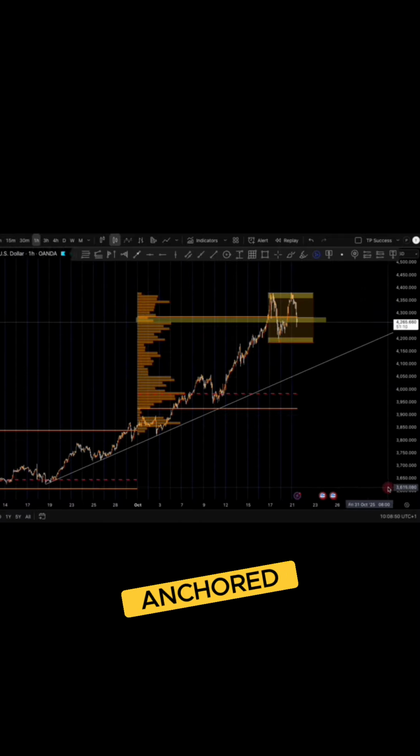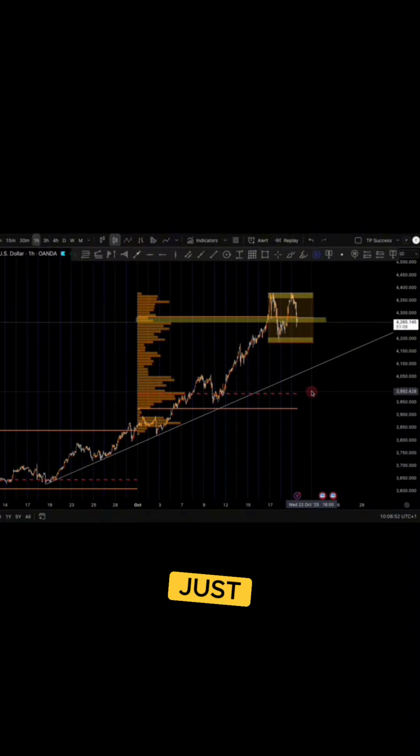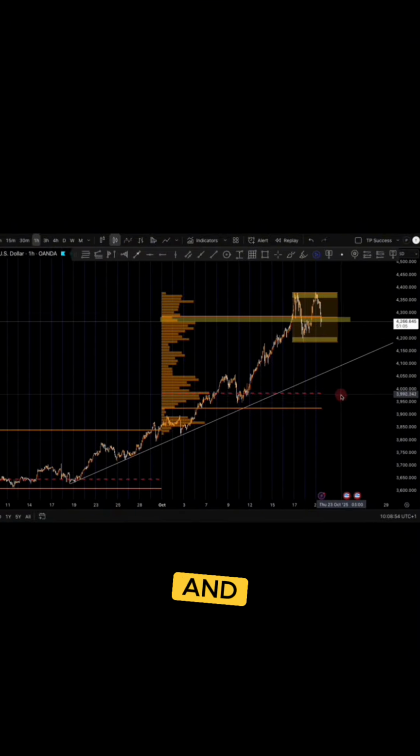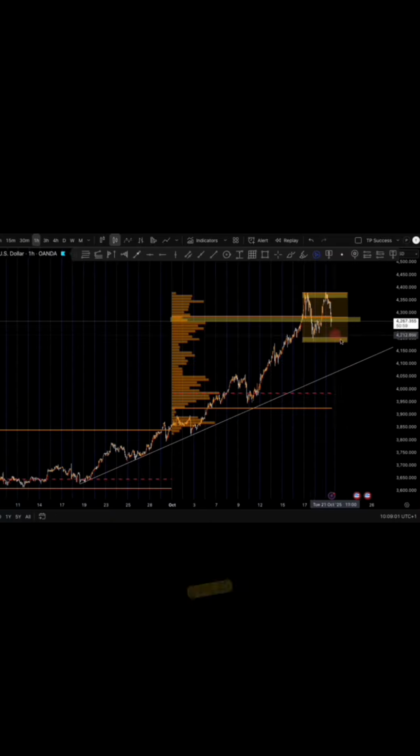I'm not going to add the anchored volume profile in this location just because for now I don't think we need it, and based on the distance that I will be analyzing from, it's really going to be pointless. So we're not going to add that at all. We're just going to work with what we have right here.